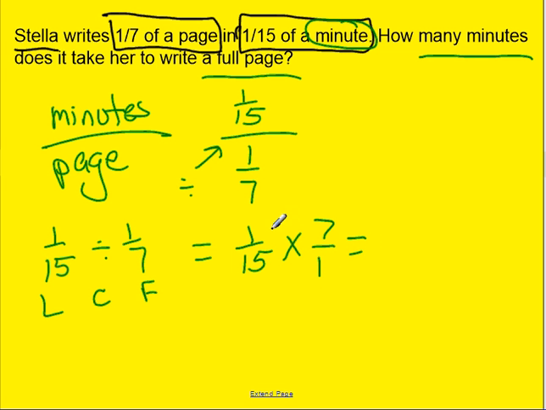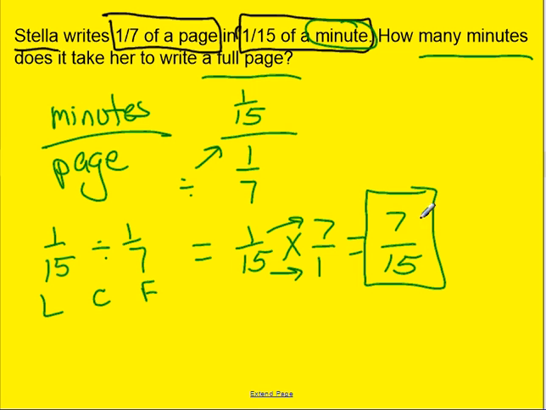When we multiply straight across, we end up with 7 over 15. And actually, this fraction cannot be simplified. There's no number that can be divided into both the numerator and the denominator. So our answer is 7/15 of a minute per page that Stella writes. She's a fast writer. She can write 7/15 of a minute. That's all it takes her to write one page.